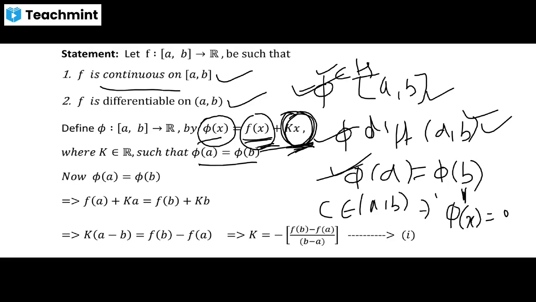Pi satisfies continuity, differentiability, and the third condition is also satisfied. According to Rolle's theorem, if any function satisfies these three conditions, then there is a point C that lies in the interval AB satisfying the condition pi dash of x is equal to 0. Is it clear? Pi dash of x is 0.